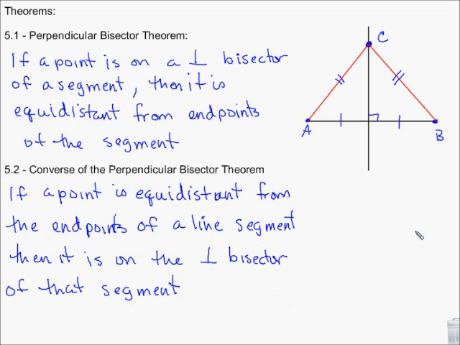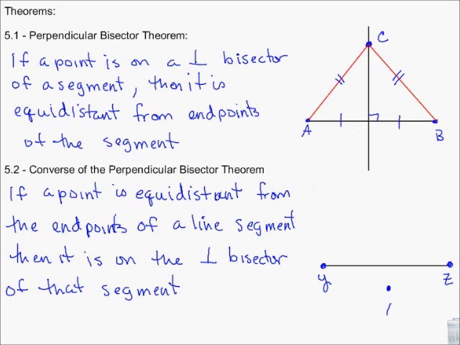Okay, so this one is telling me I have a line segment, we'll just call it YZ. If I have some random point in space, it can be anywhere: down here, up here, or right here on the segment itself, as long as it's equally distant from the two points. So I could put it right here and call it X.